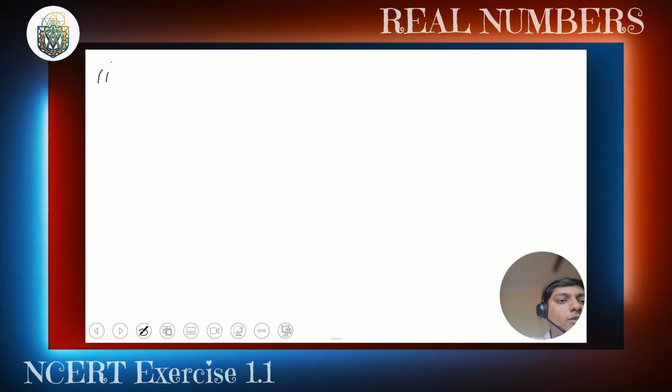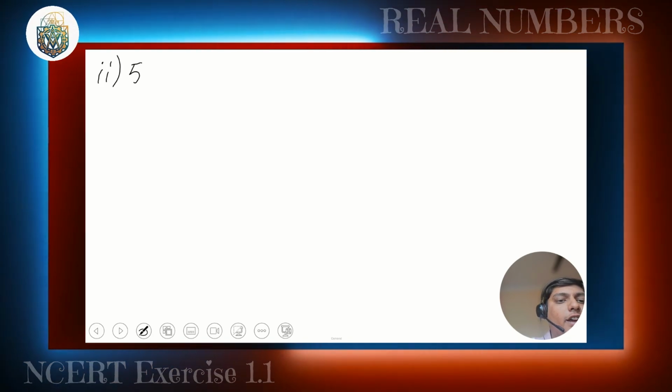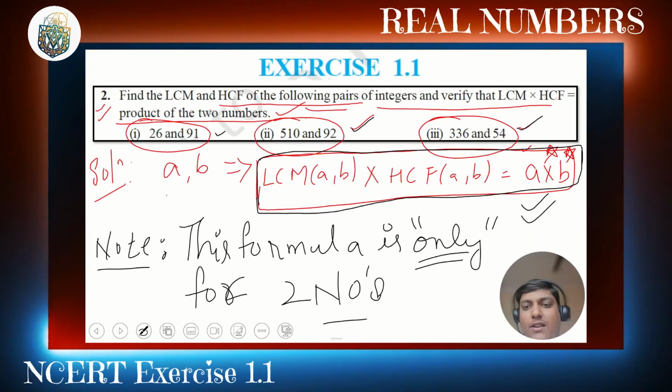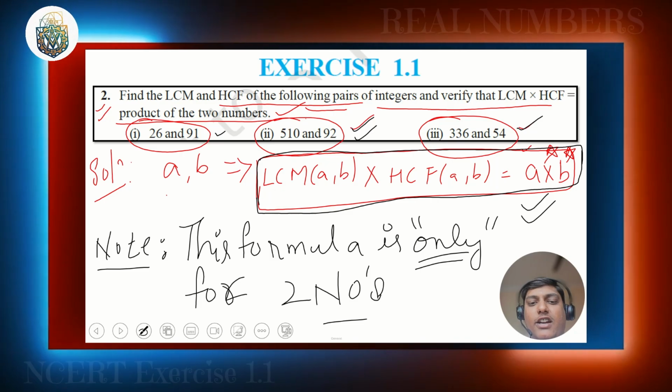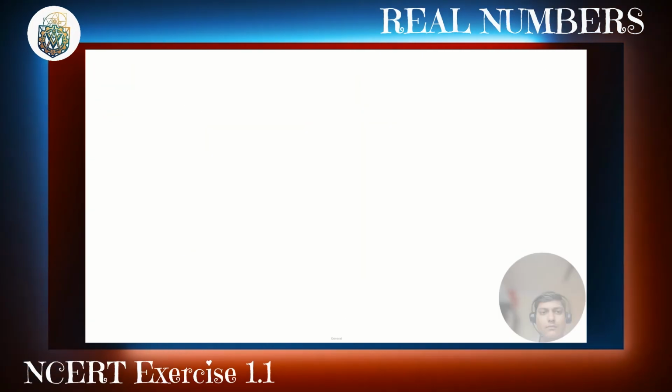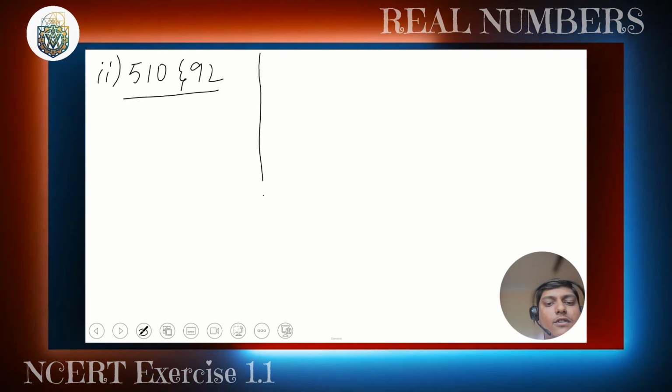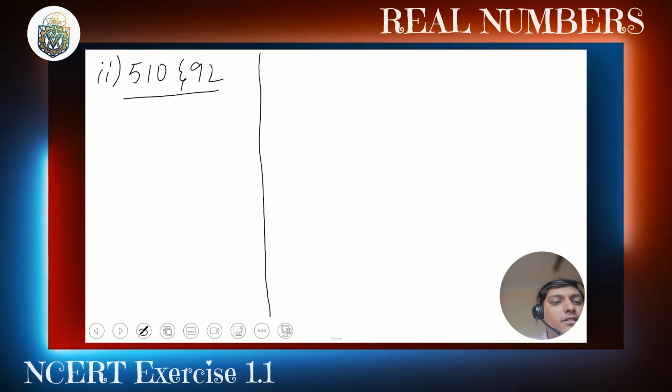So question number 2 is we have to find 510 and 92, correct guys? If I am not wrong, I'll just cross verify. Yes, 510 and 92. The second question is 510 and 92. So the first step, what I have to do? I have to find the factors.